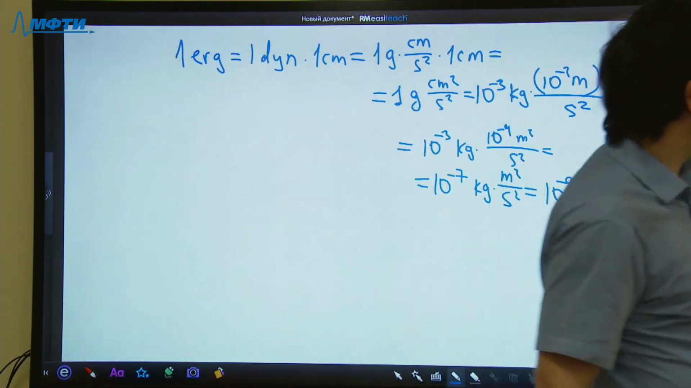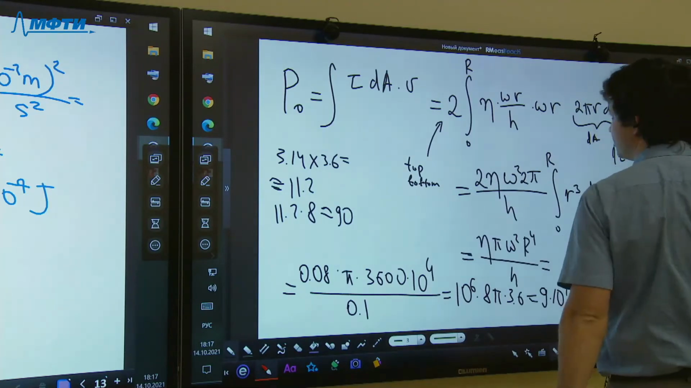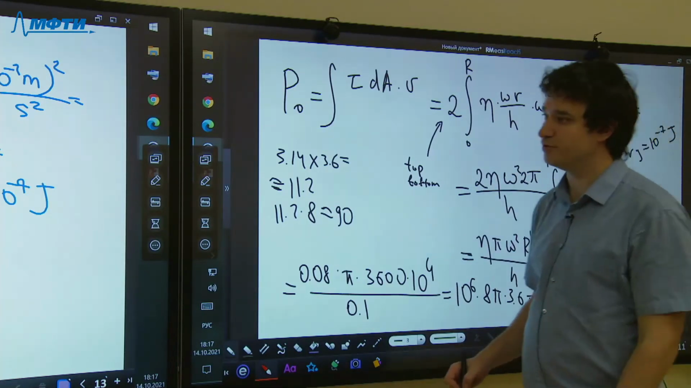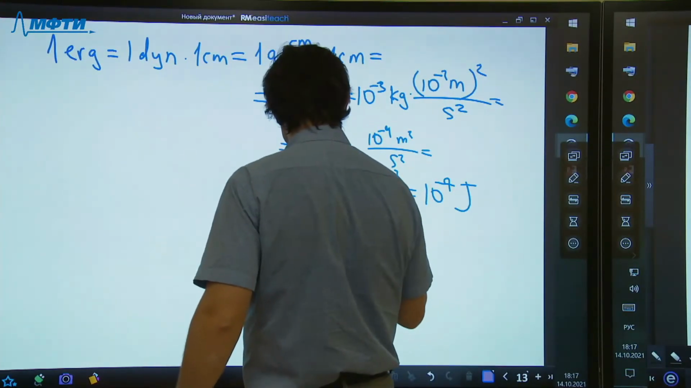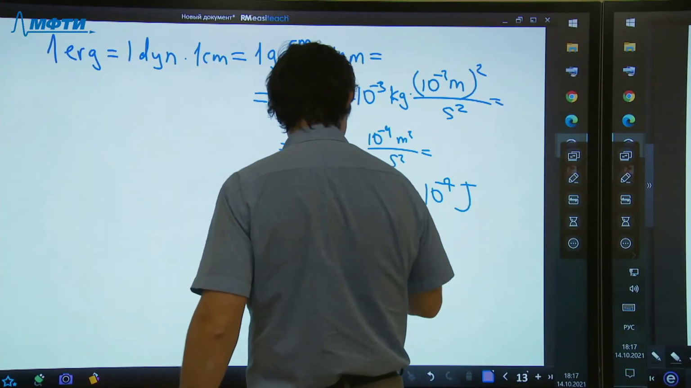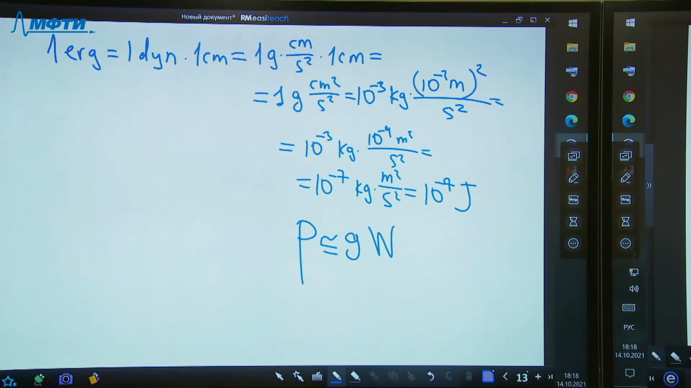So that means that actually I spend 9 watts approximately to overcome all of the viscosity drag. P equals 9 watts. That's approximate. Well, it turns out that actually I got the answer correctly.